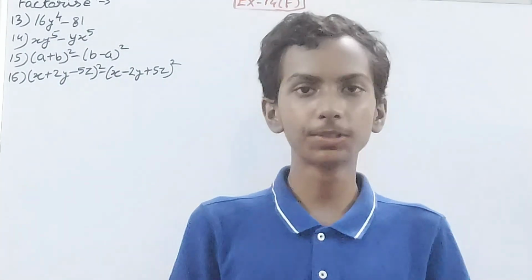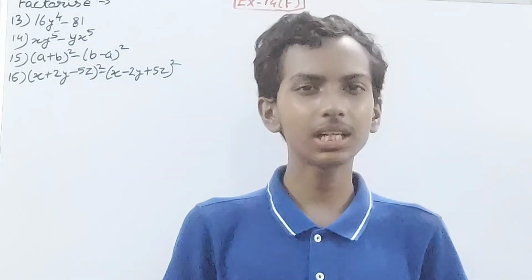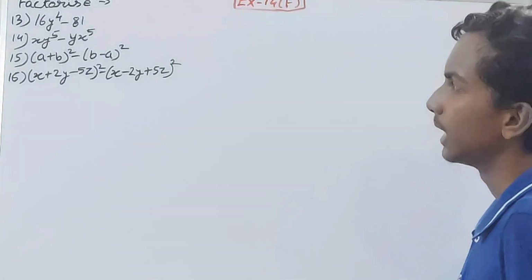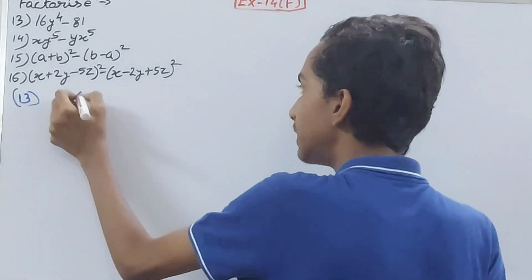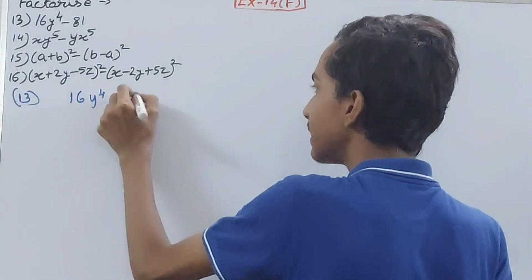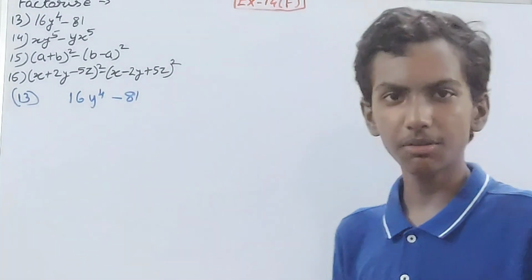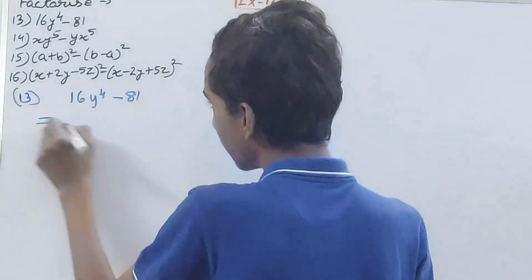In this video, we are going to solve ICSE Mathematics Class 8 Chapter 14 Factorization Exercise 14F question number 13 to 16. This says what in the 13th question? 16y to power 4 minus 81. See now, 16y to power 4 and minus 81 directly it is given to you. The perfect squares are there. And now you just have to factorize.